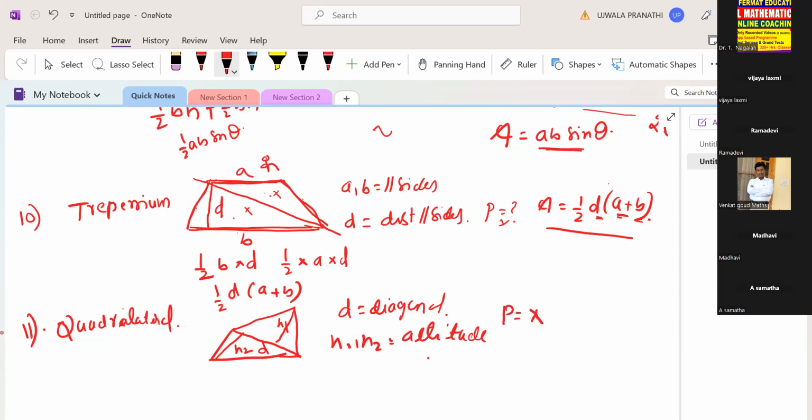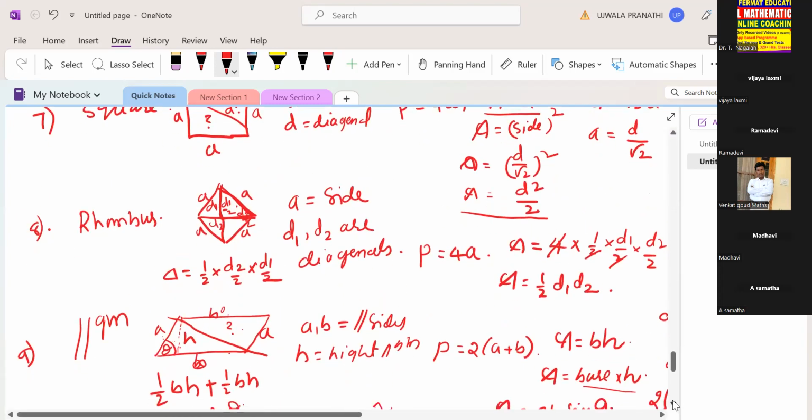Now, here perimeter is again immaterial. If we are given the four sides, then we can find the perimeter. Now, area is the important one. The area of this quadrilateral: the area of this triangle is half into D, which is the base, into H1, the height. Similarly, for this triangle, half into D into H2. If we add these two, then we get the area of the quadrilateral. That is half into D into H1 plus H2. This is the area of the quadrilateral.